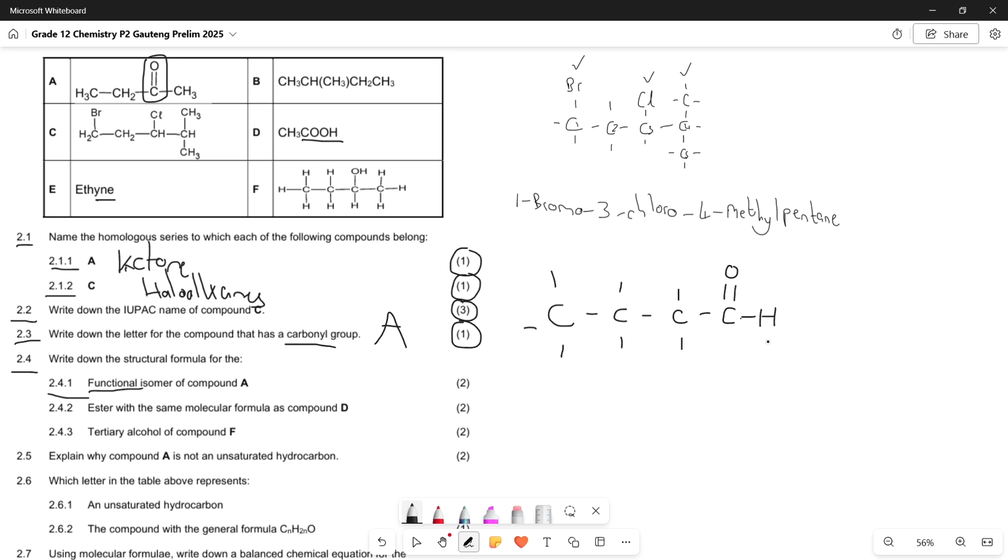This will be meth, eth, prop, but, butanal. And that is the IUPAC name for the aldehyde.